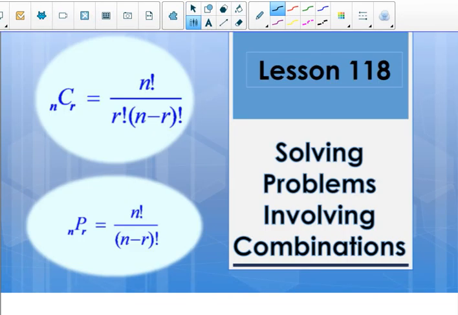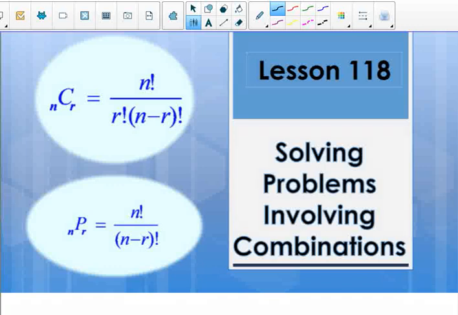Hi everyone, lesson 118, solving problems involving combinations. On the screen here you can see two different formulas. The top one where you see nCr, that's the formula for finding combination. The one on the bottom you should recognize because that's the formula for finding permutation.